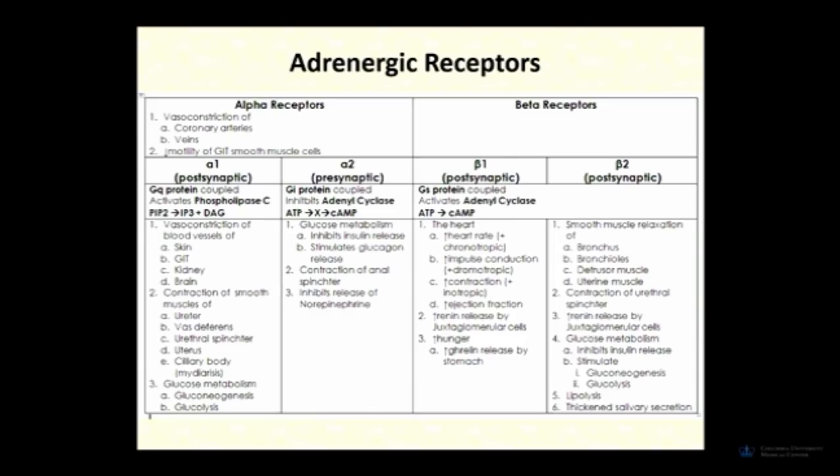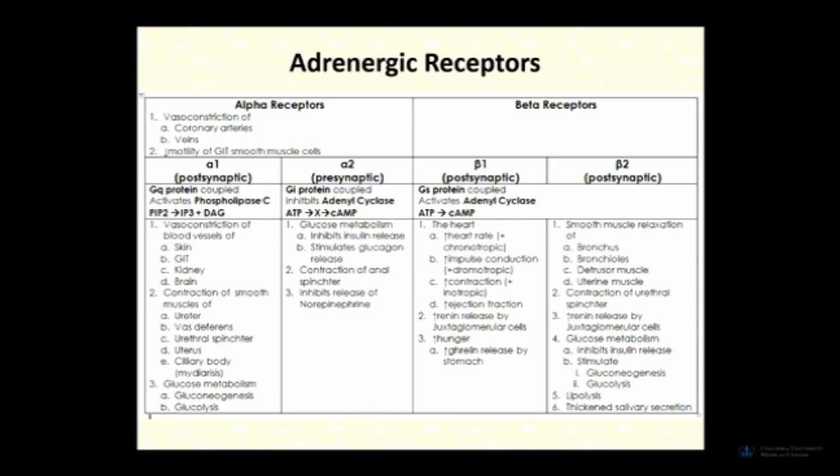And then beta-1 receptors, you find predominantly in the heart. And in the heart, it elevates heart rate. It enhances contractility, which has the nice effect of enhancing ejection fraction. You also see beta-1 receptors in the kidneys, enhancing renin release.